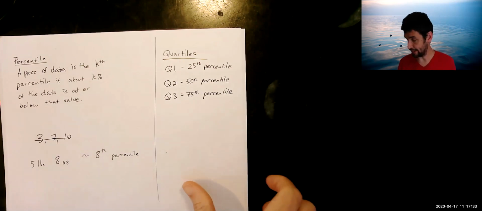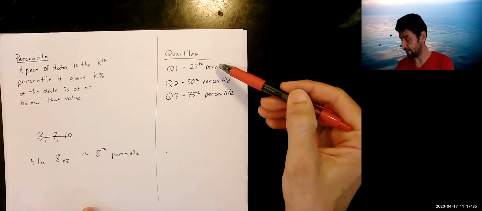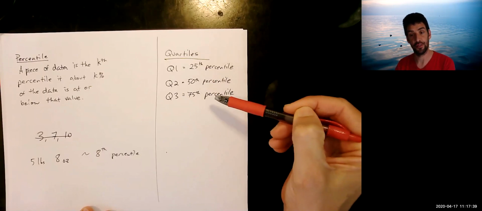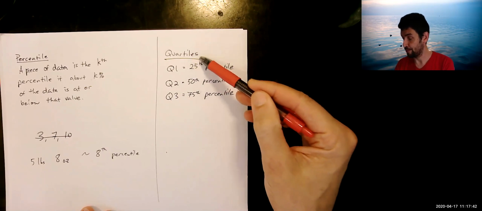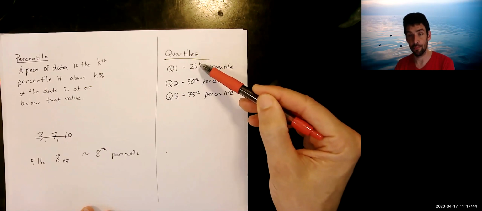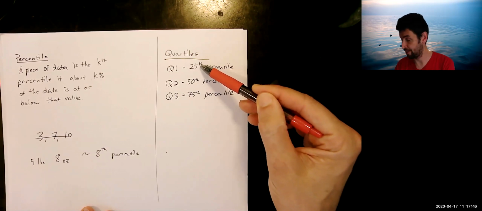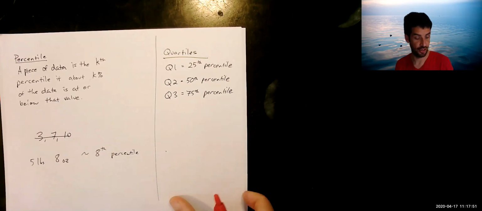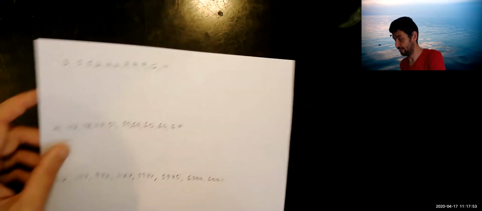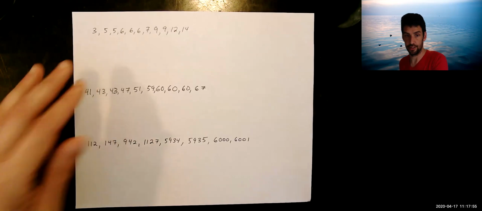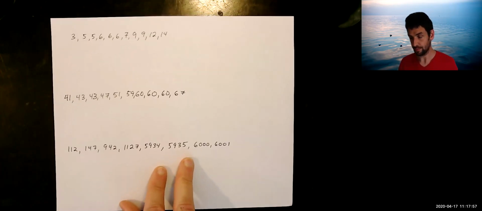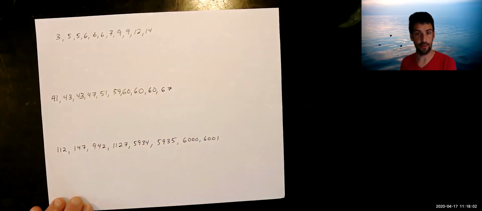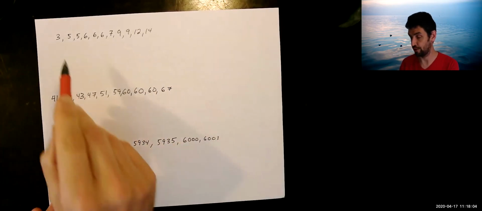So let's take a look at 3 data sets and find these 3 values for them, right? The 25th percentile, the 50th percentile, and the 75th percentile, right? This is the piece of data that's at or above 25% of the data. This one's at or above 50%. This one's at or above 75% of the data. So let's take a look. So here's the method we can use for small data sets. These are 3 separate data sets. Let's find these numbers for all of them.